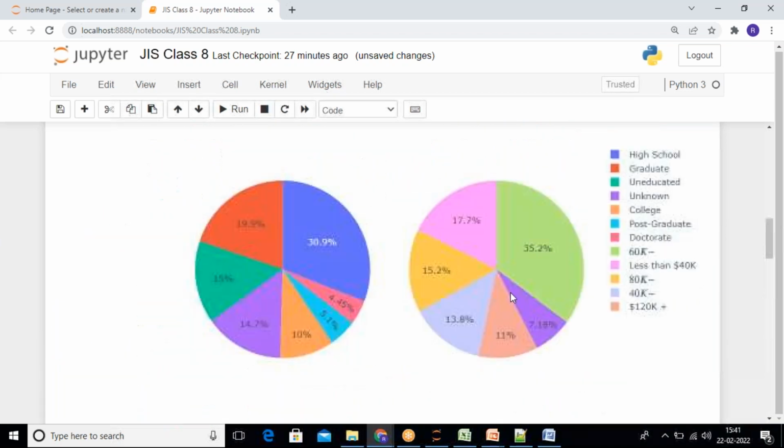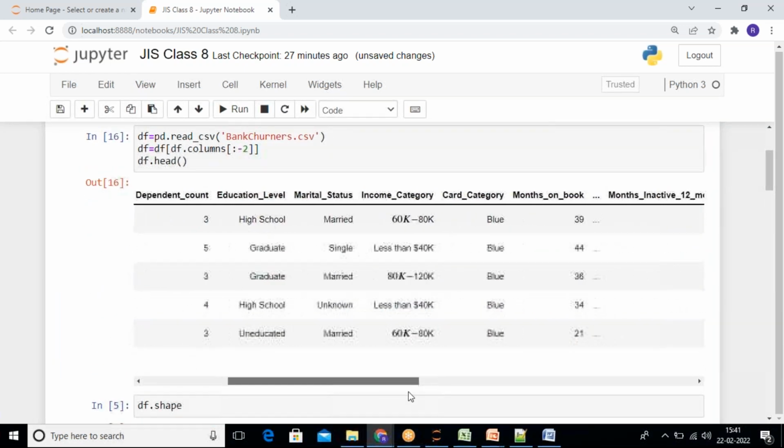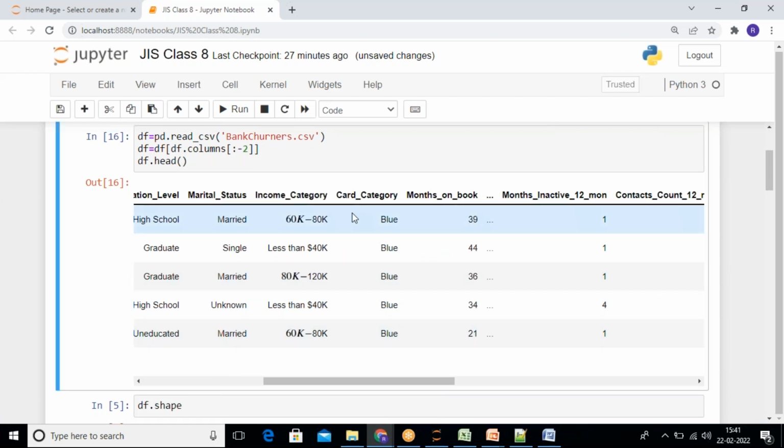Acha, see income also. It is also in the dollar format. If I drop this income category, then this card category, again this one is in blue, green, red. That's why I took from 9.